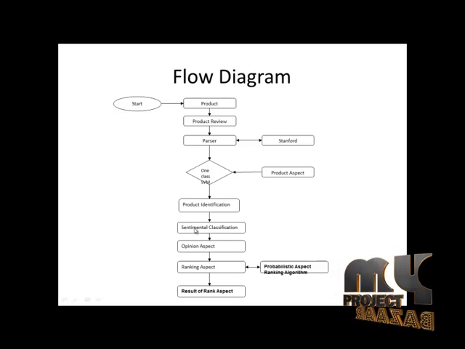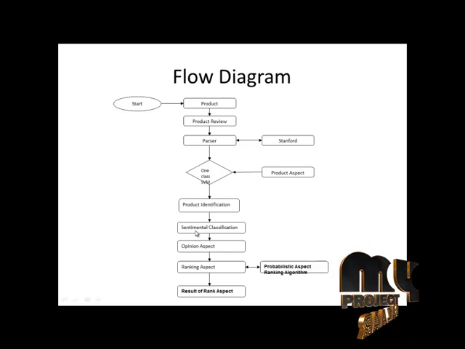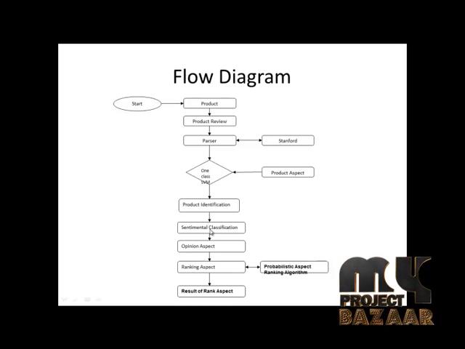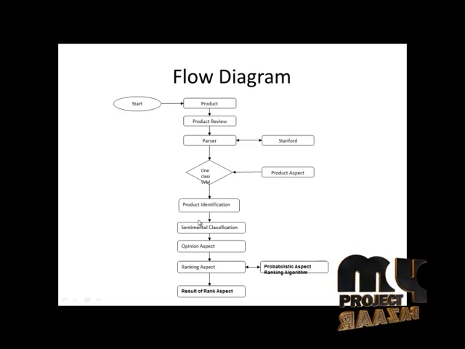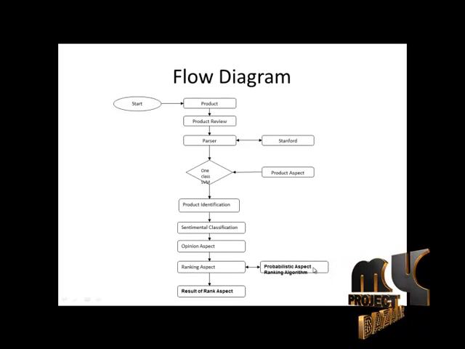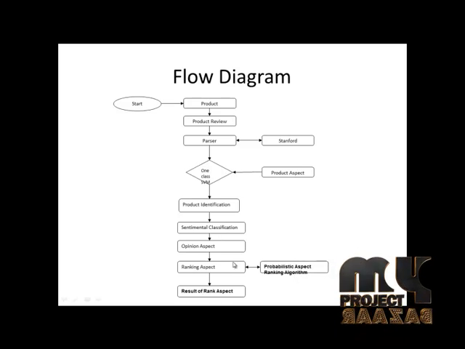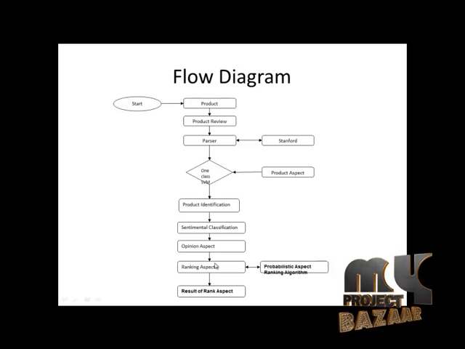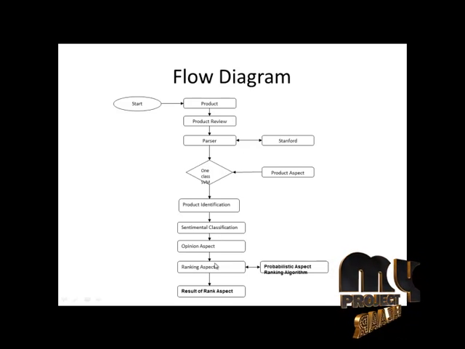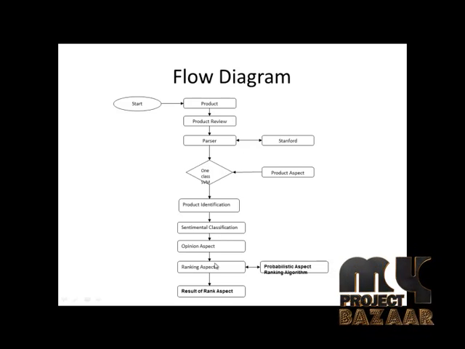This process keeps updating for each product and aspect ratio. For the aspect ranking we use the probability aspect ranking algorithm to update the ranking. Finally we get the aspect ranking result. What type of result do we show? We can show it in the demo.